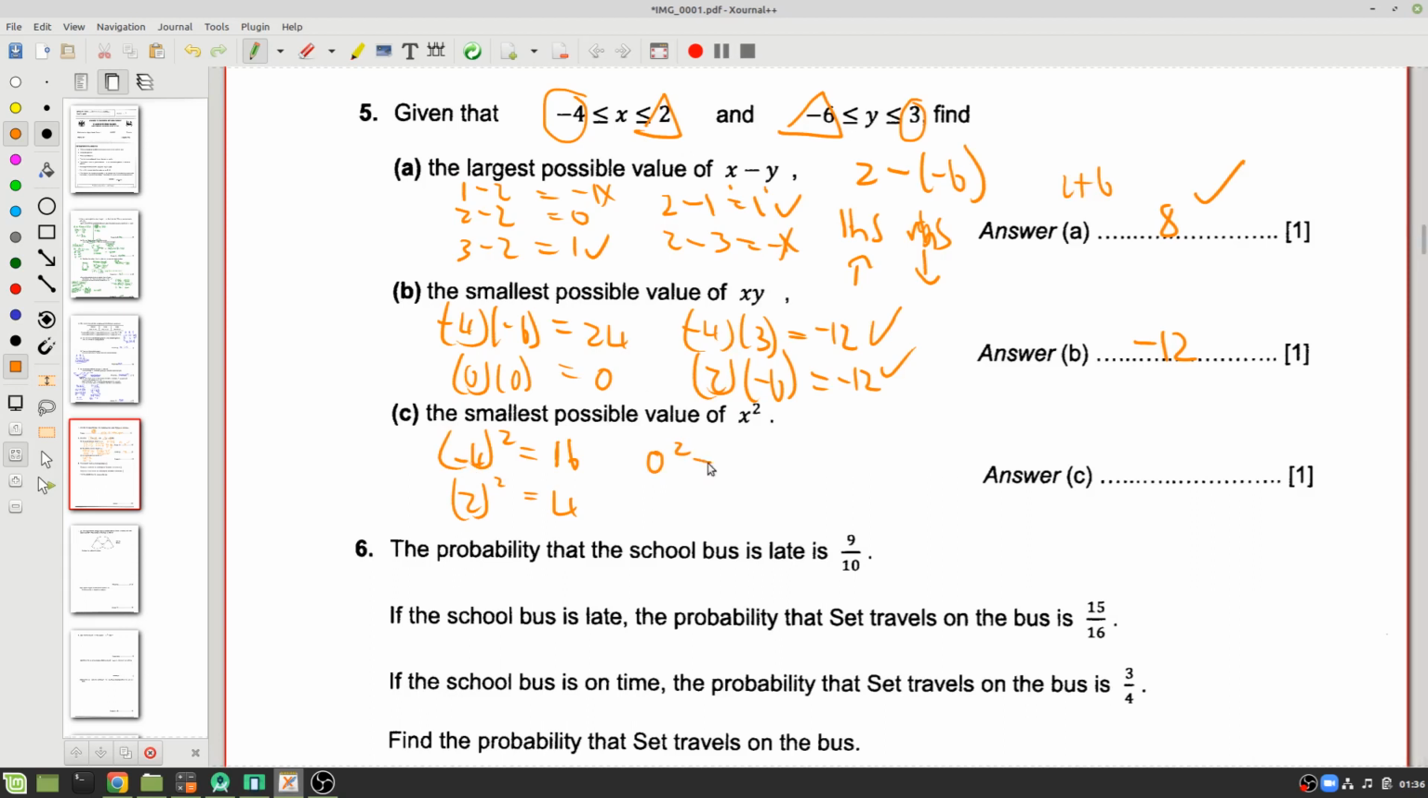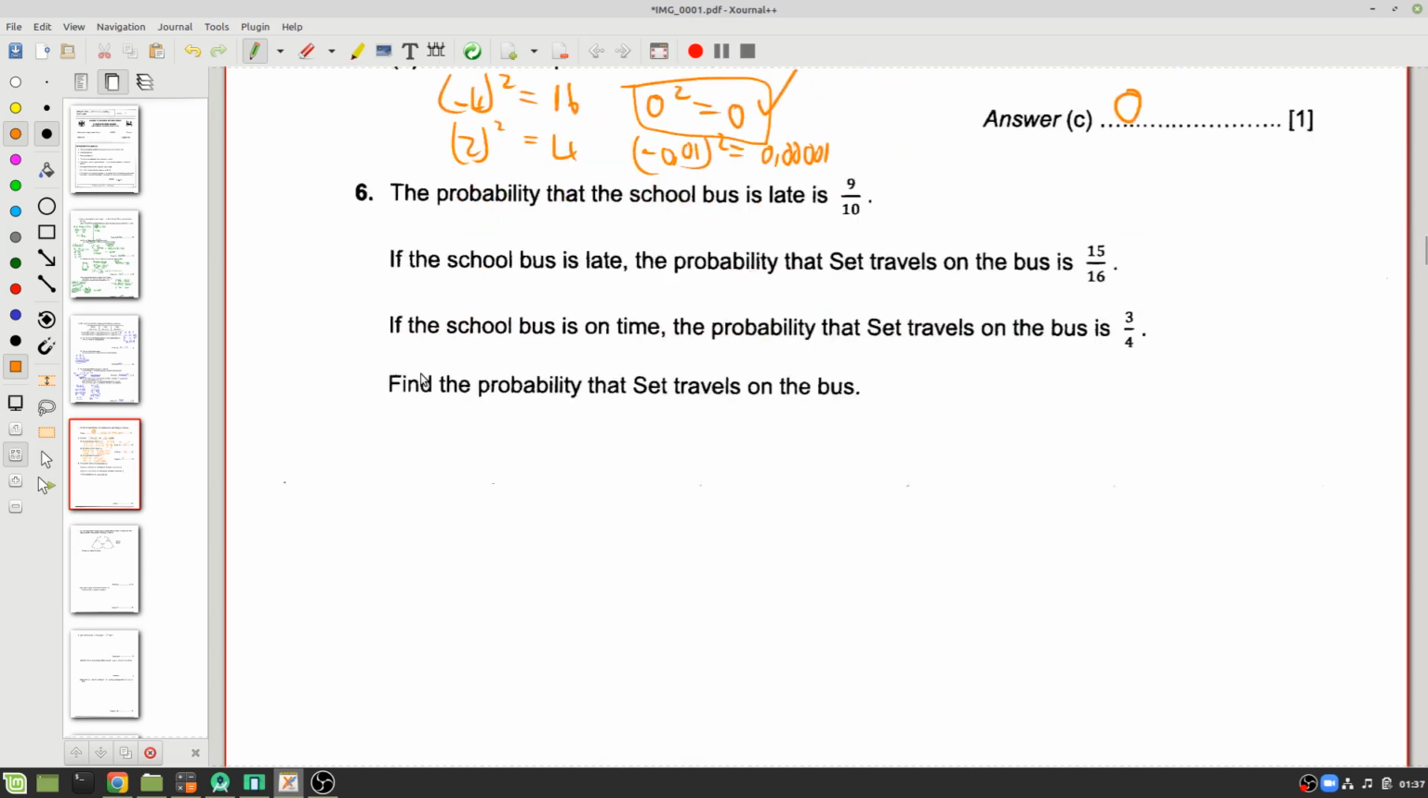What happens if we square 0? We get 0. That'll be the smallest, because anything else we square, let's say negative 0.01, if we square that, it'll still be bigger than 0, right? It'll be 0.0001, but it'll be positive, which is bigger than 0. So 0 squared will give us 0, and that'll be our final answer.